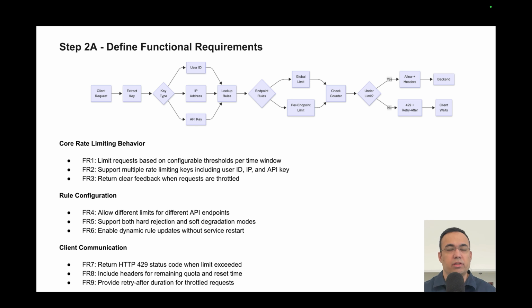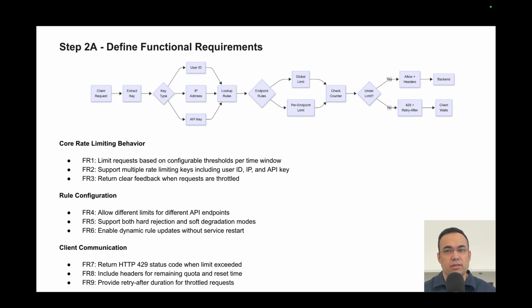FR2 states that we should support multiple rate limiting keys, including user ID, IP address, and API key. Different use cases require different identification strategies. FR3 states that we should return clear feedback when requests are throttled. Users need to know why their requests were rejected.